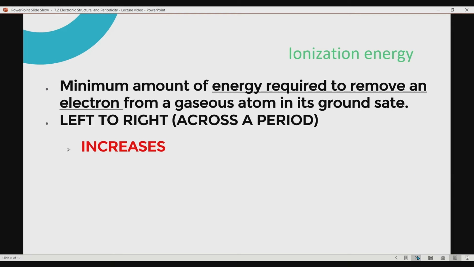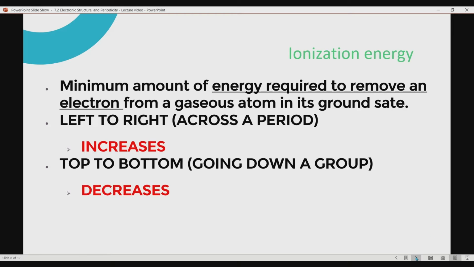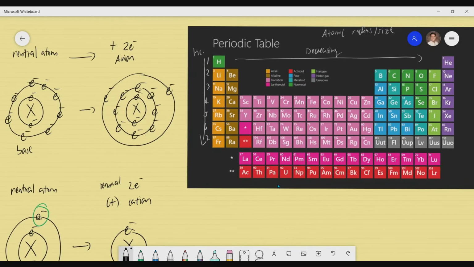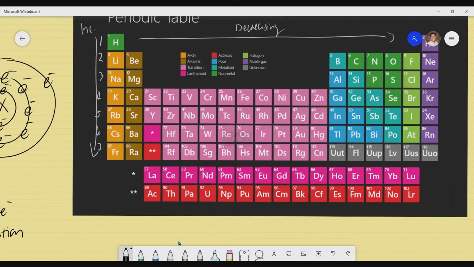Okay? So, ang magiging trend natin ay left to right, increasing or mas lalong tumataas ang energy na kinakailangan, habang top to bottom, decreasing o medyo konti na lang ang kailangan nating energy para maging positive ang ating atom or element. Example.